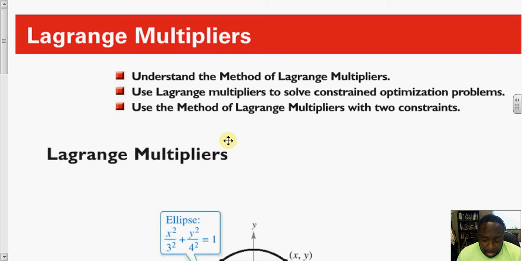These are all really good examples of a Lagrange multiplier in terms of finding the maximum volume, the maximum area, the highest temperature, lowest temperature, or the pressure, and those kinds of things.